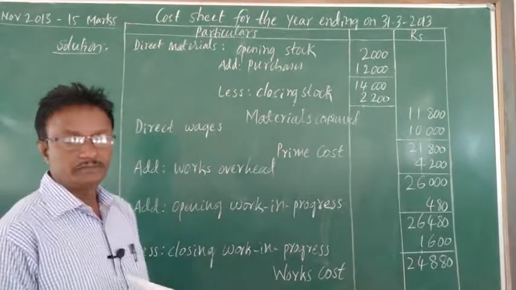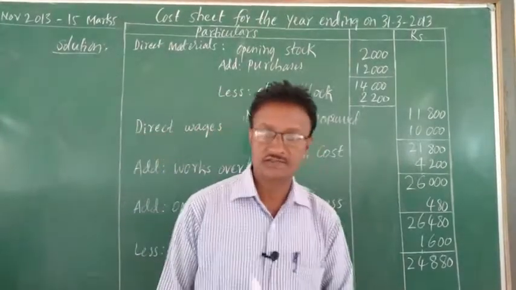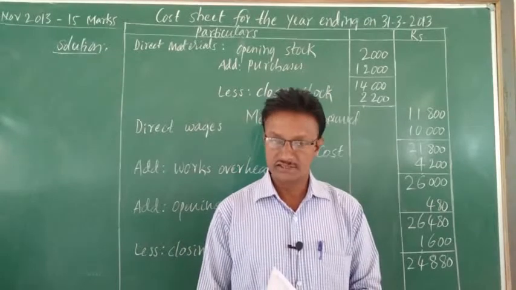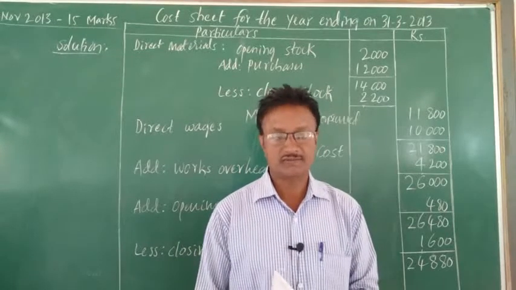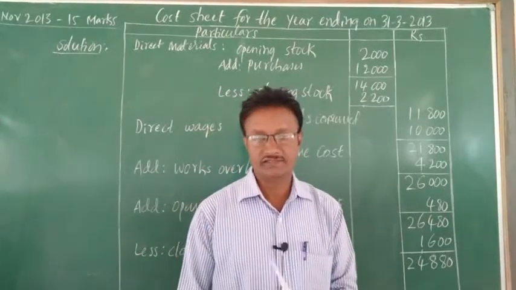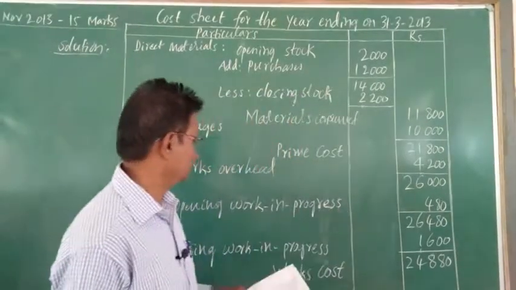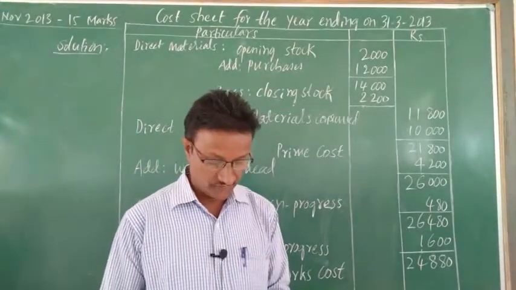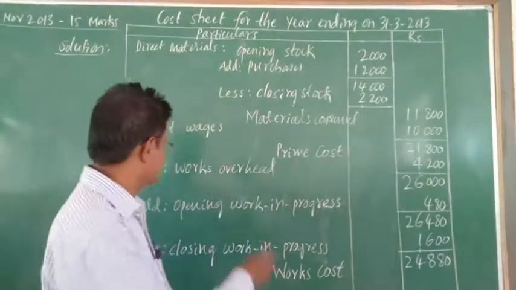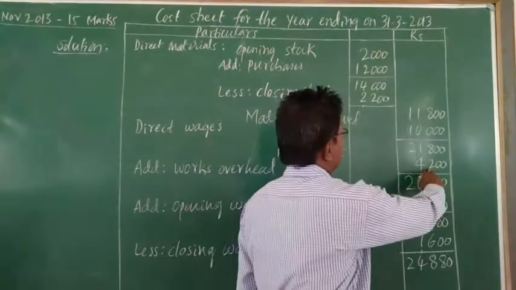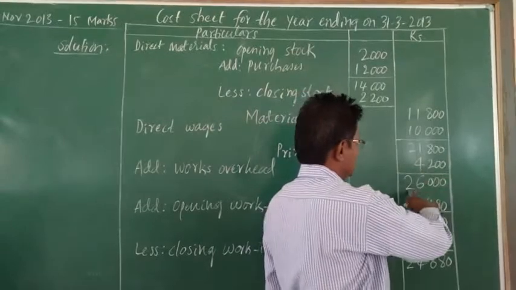To the prime cost, next we have to add factory overhead. It is also called works overhead, production overhead or manufacturing overhead. Here works overhead is given in the problem, that is 4,200. So add works overhead 4,200.